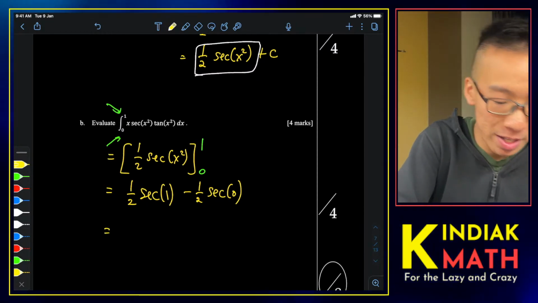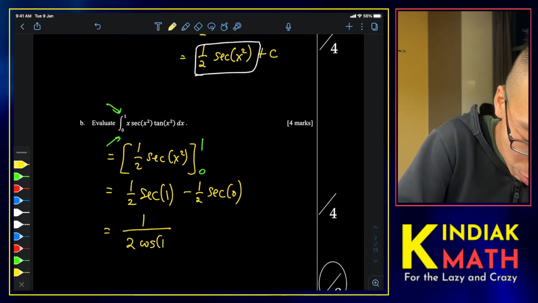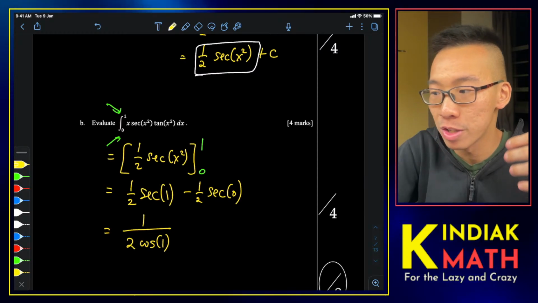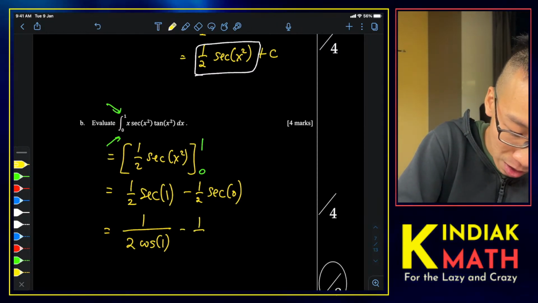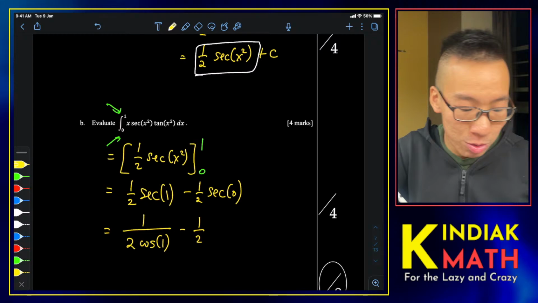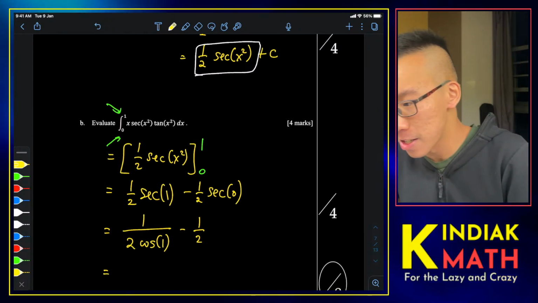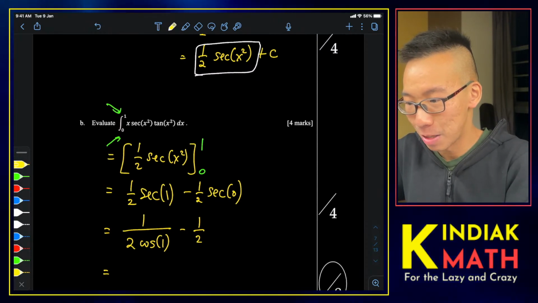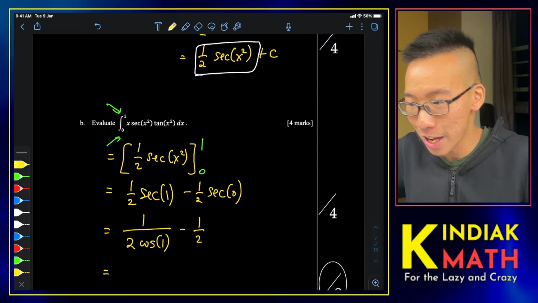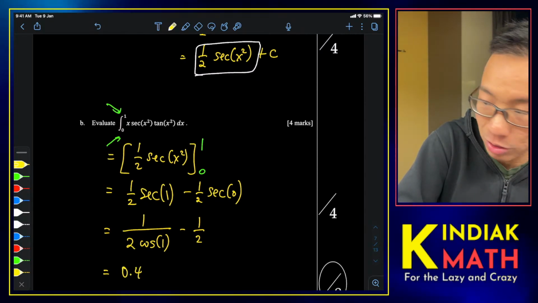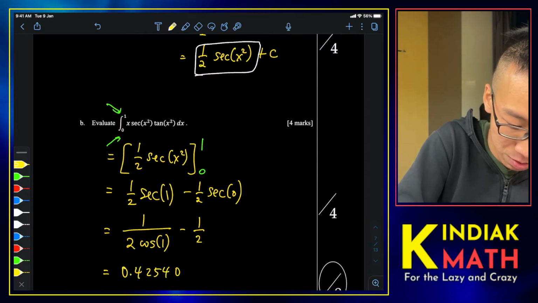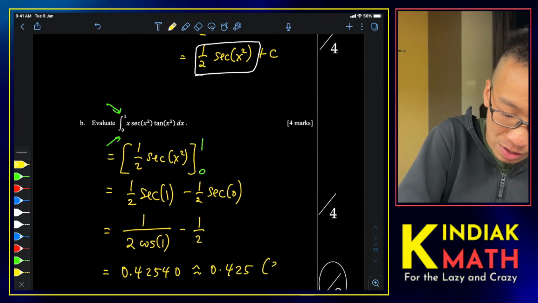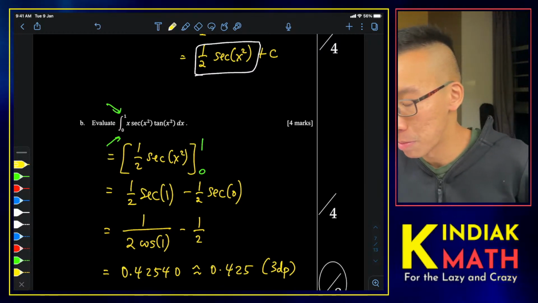Now, secant of 1 is basically 1 over cosine of 1. And the secant of 0 is 1 over cosine of 0, which is just 1. Now, on your end, you do actually need to calculate this. I think I can actually calculate this using my computer calculator. Let me just do a quick computation there. This simplifies to 0.42540, which approximates to 0.425, corrected to 3 decimal places.